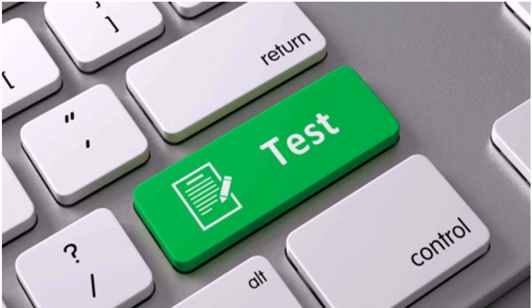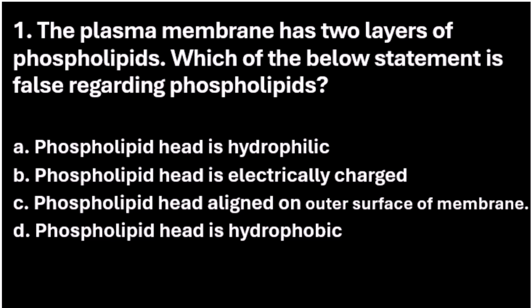Now, let us do a mock test to reinforce what we have learned through these memory techniques till now. The first question: the plasma membrane has two layers of phospholipids. Which of the below statements is false regarding phospholipids? Option A, phospholipid head is hydrophilic. Option B, phospholipid head is electrically charged. Option C, phospholipid head aligned on outer surface of membrane. And option D, phospholipid head is hydrophobic.